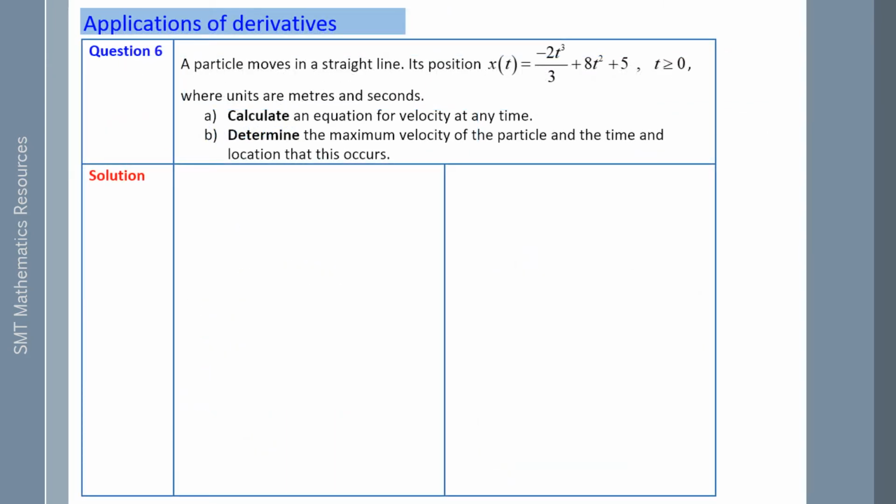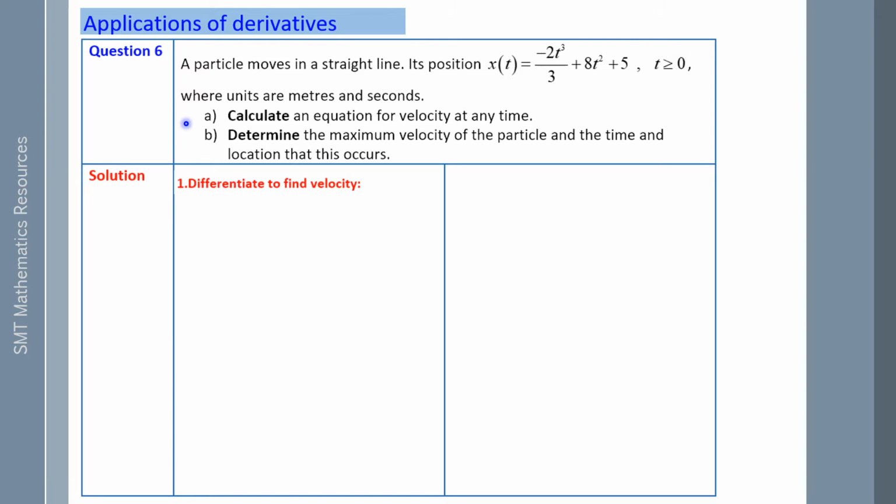A particle moves in a straight line. Its position, x, in relation to t, is given by the following cubic, where units are meters and seconds. Calculate an equation for velocity at any time. Velocity is the derivative of position.